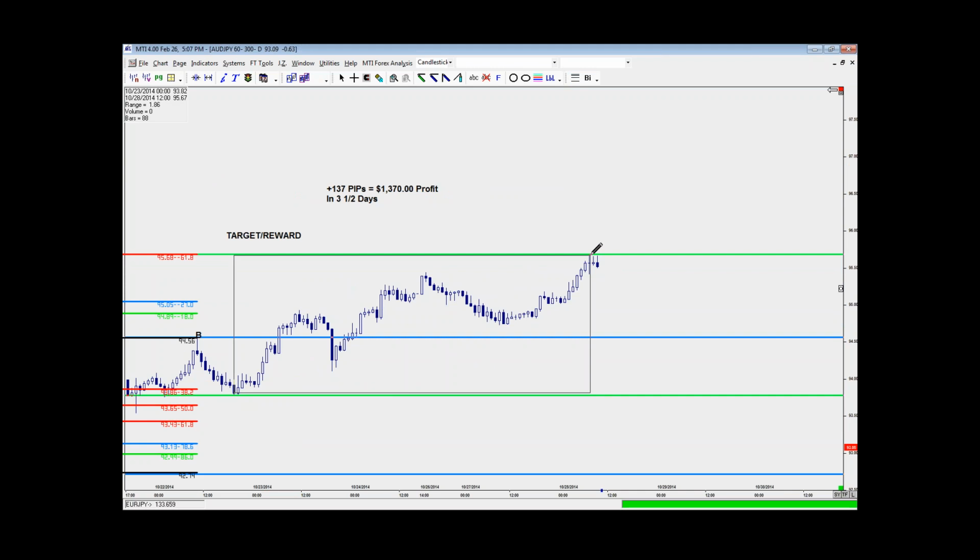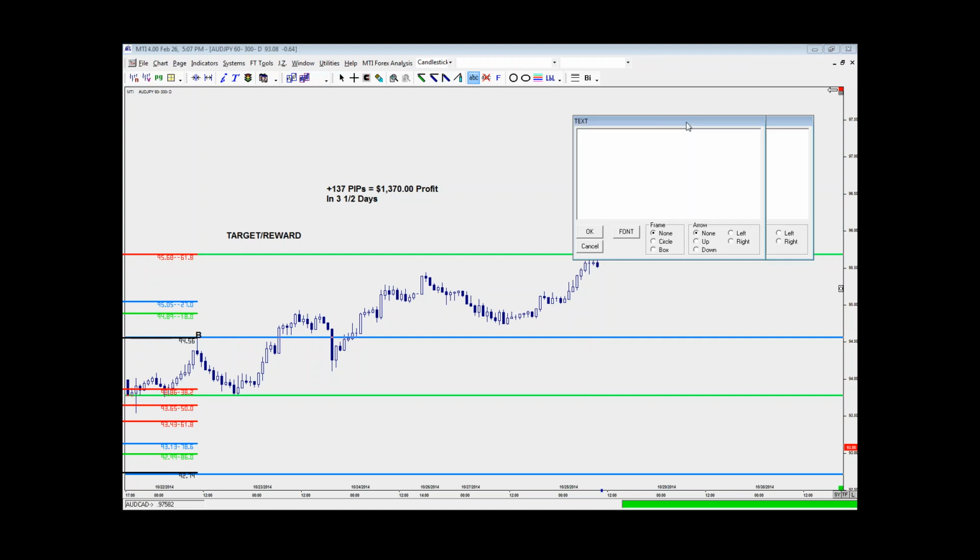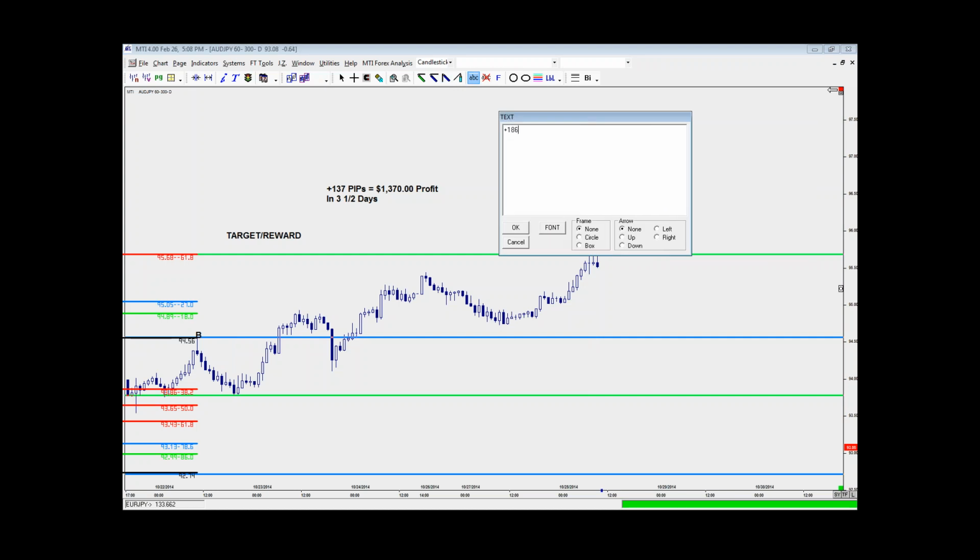Okay, so once again, take a look at that. In 5 days, we're up 186 pips. How many of you would be pretty happy and ecstatic if you were able to generate 186 pips or $1,860 US profit in 5 days? How many of y'all would be pretty happy about that?